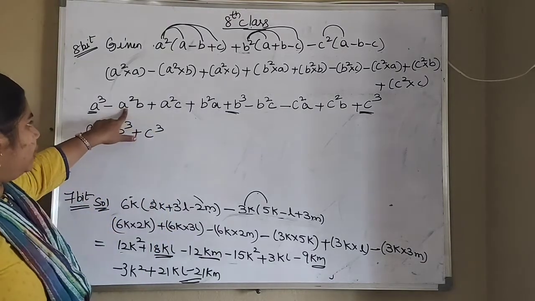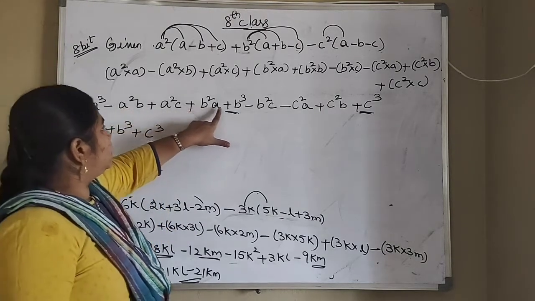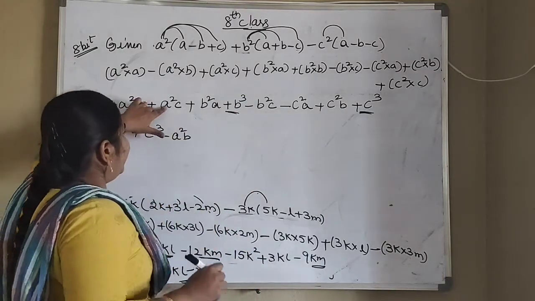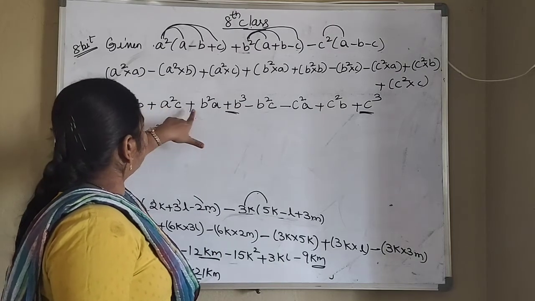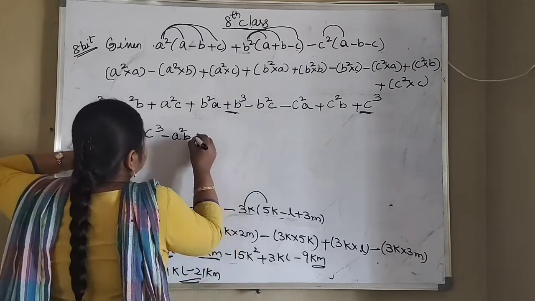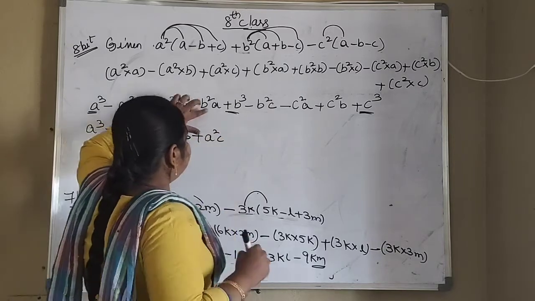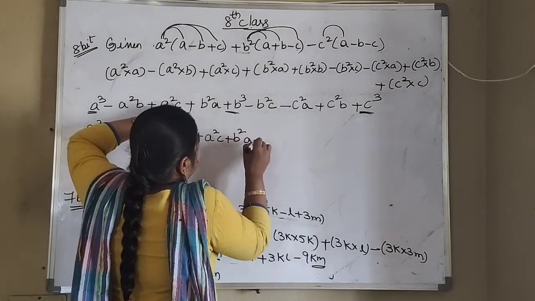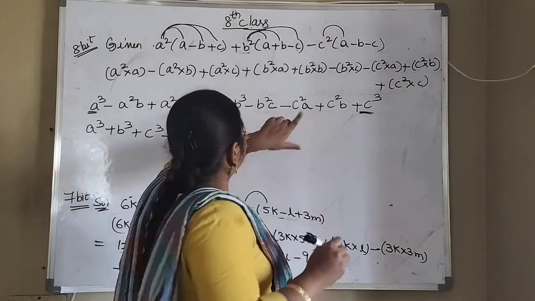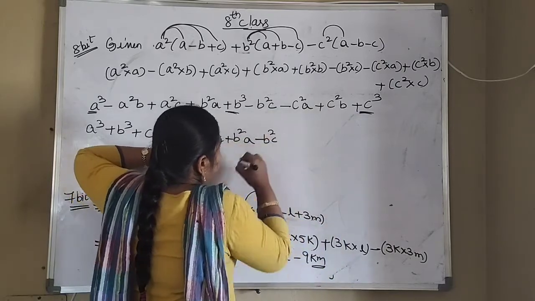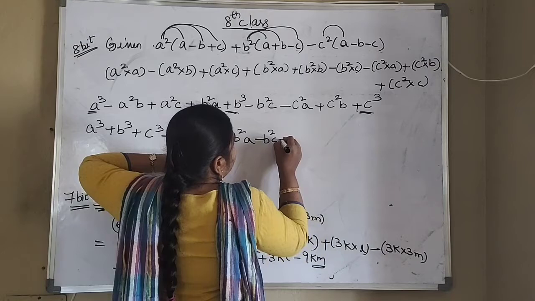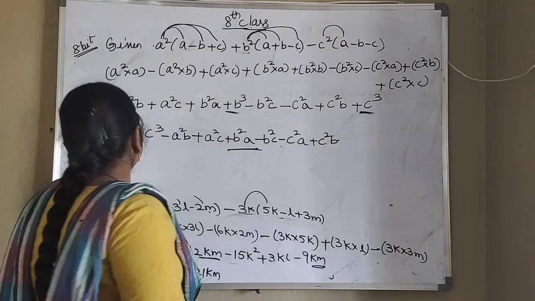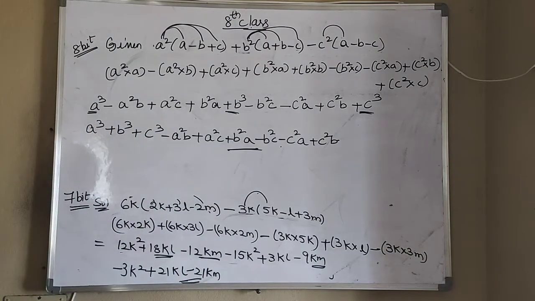Now a square b, anywhere you are seeing a square b? No, so write as it is, minus a square b. Now a square c, anywhere you are seeing a square c? No, so write as it is. Next b square a, no, so write as it is. Next b square c is also not there, minus b square c. Next c square a is also not there, and last is c square b. So this is our 8th solution.